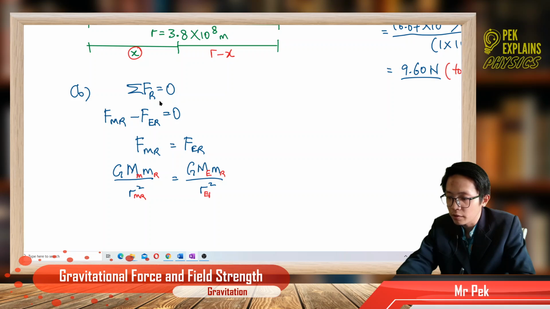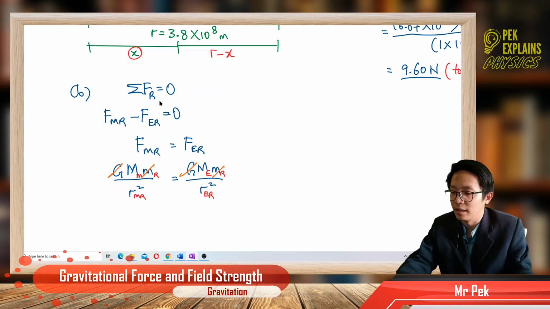Distance between Earth and rocket. We can cancel the G because it is common. The rocket mass can also be cancelled. So we are just left with all this.